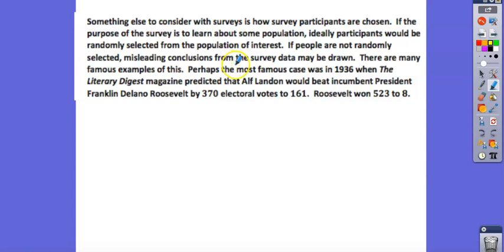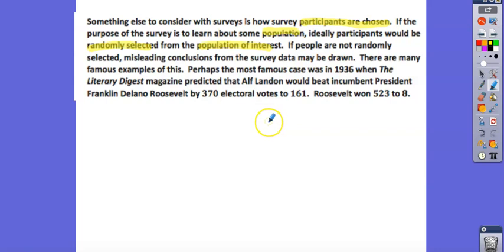Okay, something else to consider with surveys is how survey participants are chosen. If the purpose of the survey is to learn about some population, they need to be randomly selected from the population of interest. If people are not randomly selected, misleading conclusions from the survey data may be drawn.